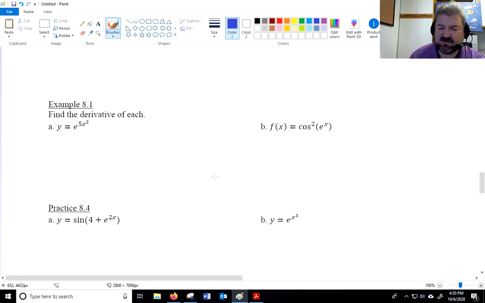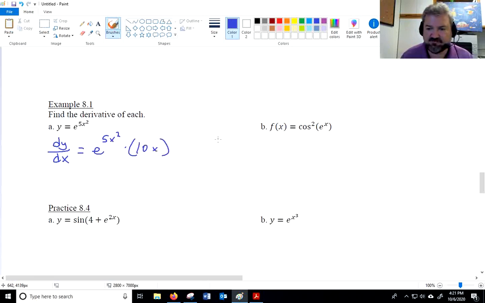Okay, the derivative of y equals e to the 5x squared. Well, the derivative of e to the u is e to the u times u prime. So, dy dx, again, e to the u. So just write down what you see times u prime, which is 10x, the derivative of 5x squared.